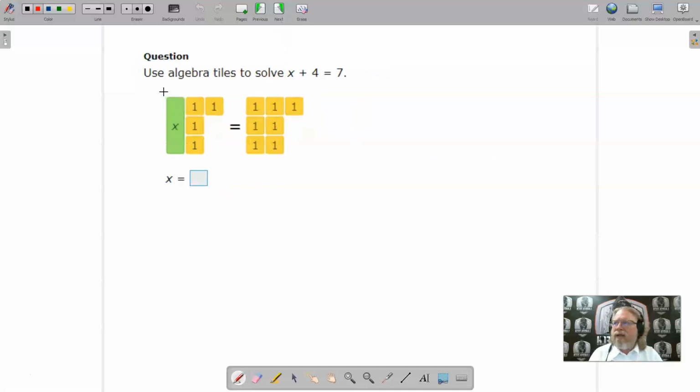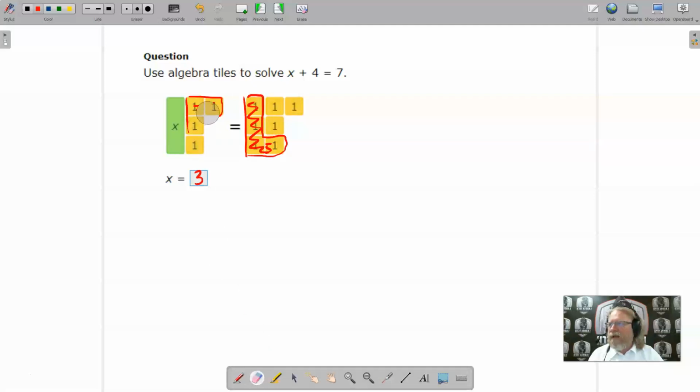This one here says use algebra tiles to solve x plus 4 equals 7. So I could just take away 4 from each side. I've got 4 of them here, so let's cancel 4 of those, and let's cancel 4 of these. And we see that we have 1, 2, 3, so x equals 3.